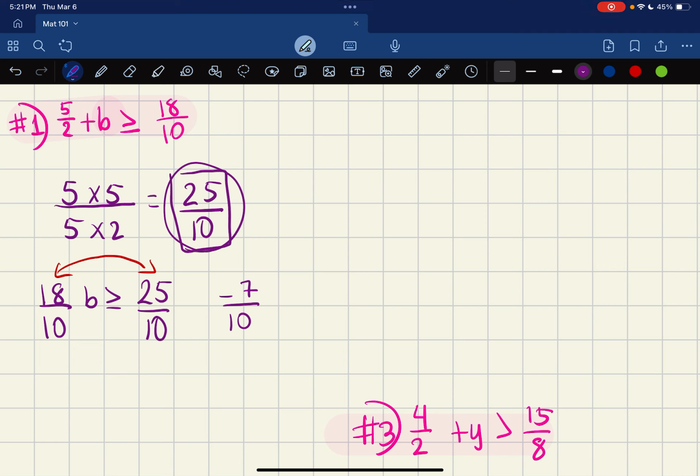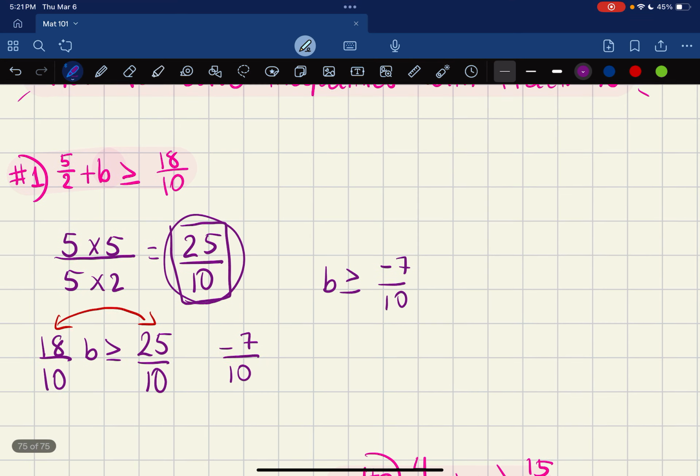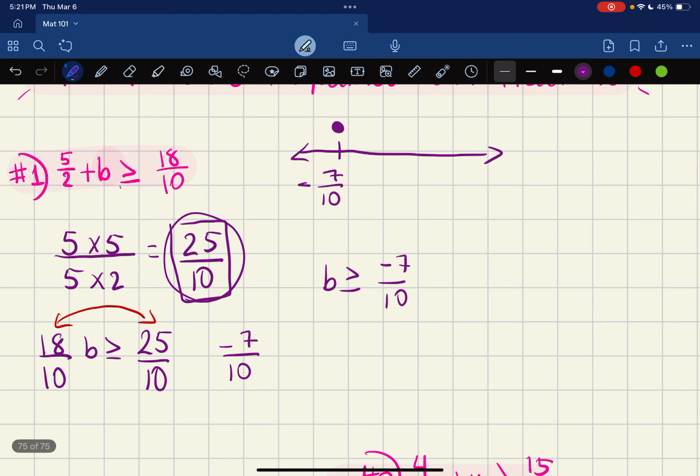Now if you want to make this in interval notation, I'm going to write this nicely over here. We're going to first start by graphing a number line. So let's graph a number line right here. So we're going to put the negative 7 over 10. And here we're going to do a closed circle because it's inclusive because of the less than or equal sign.